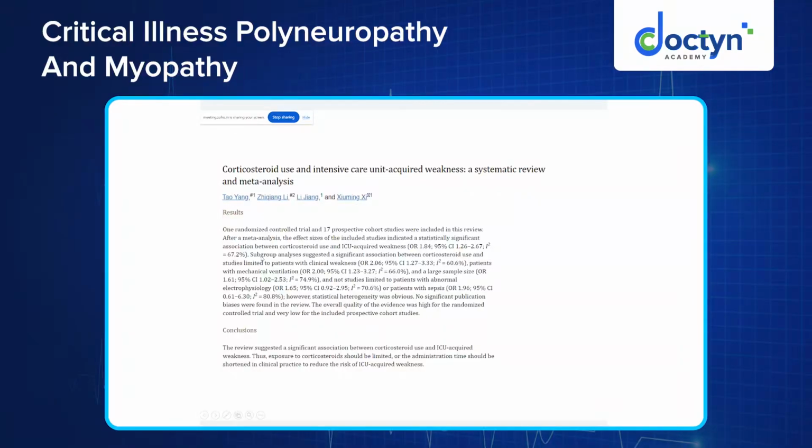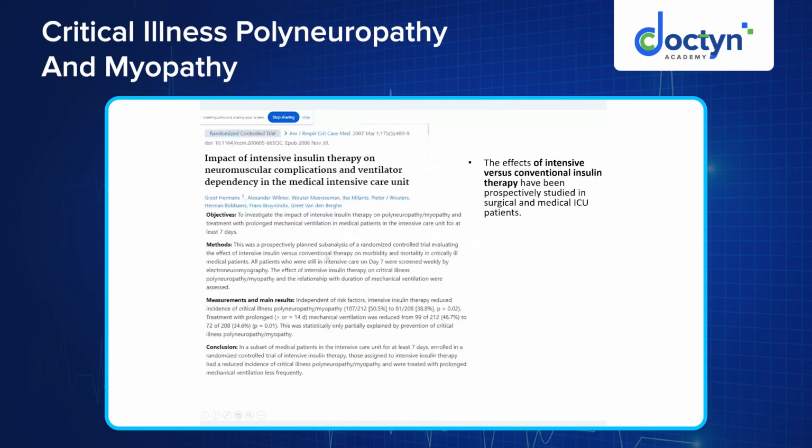So these are the various studies that have been done, which show corticosteroid use and intensive care unit acquired weakness, a systematic review and meta-analysis. So conclusions, what was with them? There was a significant association between corticosteroid use and ICU-acquired weakness. So therefore, the use of corticosteroids should be done cautiously, should be limited, or the administration time should be shortened to reduce the risk of ICU-acquired weakness.